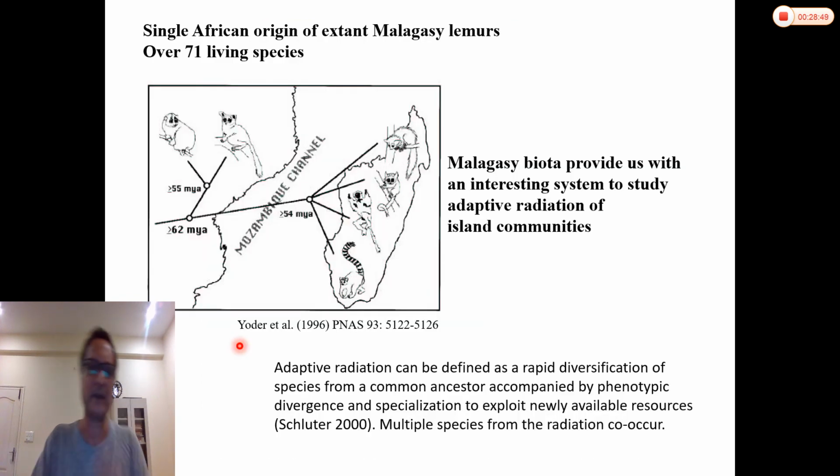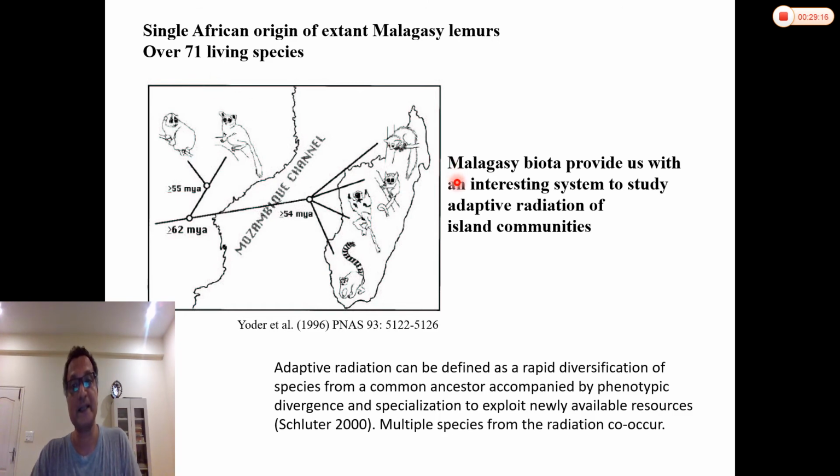What do we see in Madagascar? Now, I had the fortune of working in Madagascar for my second postdoc. And I worked on lemurs, and lemurs are an exciting group because it's an island radiation of over 70 species. This number has probably gone up to 90 now.